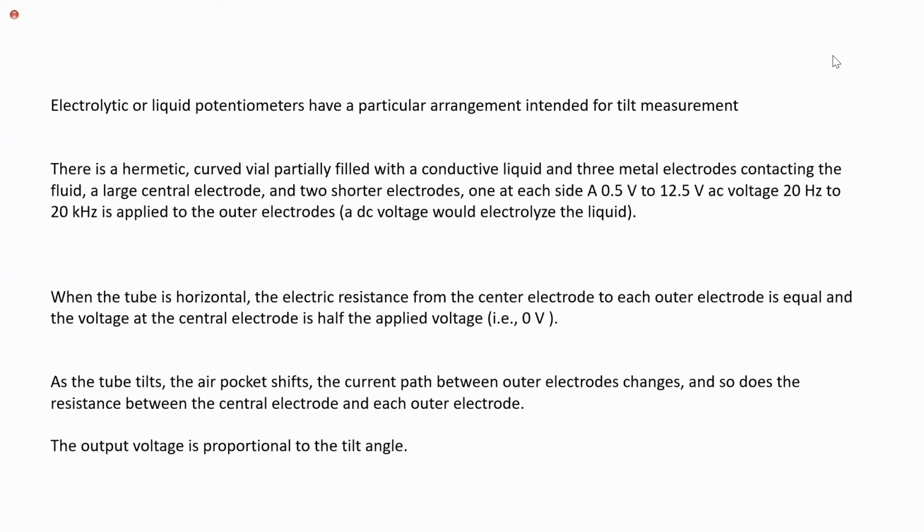Electrolytic or liquid potentiometers have a particular arrangement intended for tilt measurement. There is a hermetic curved tube partially filled with conductive liquid and three metal electrodes contacting the fluid: a large central electrode and two shorter electrodes, one at each side. An AC voltage of 0.5 to 5 volts, with 20 Hz to 20 kHz, is applied to the outer electrodes.